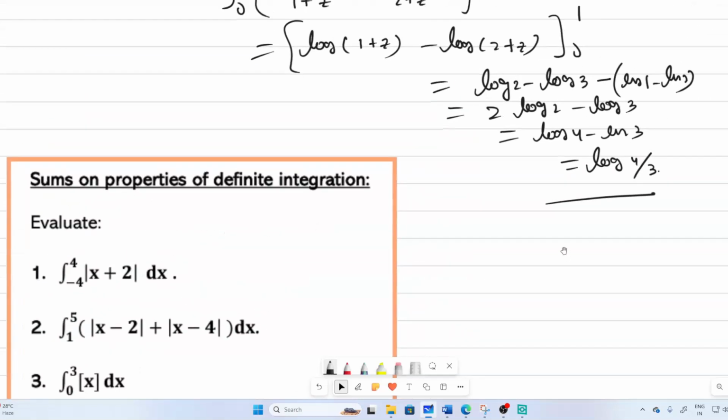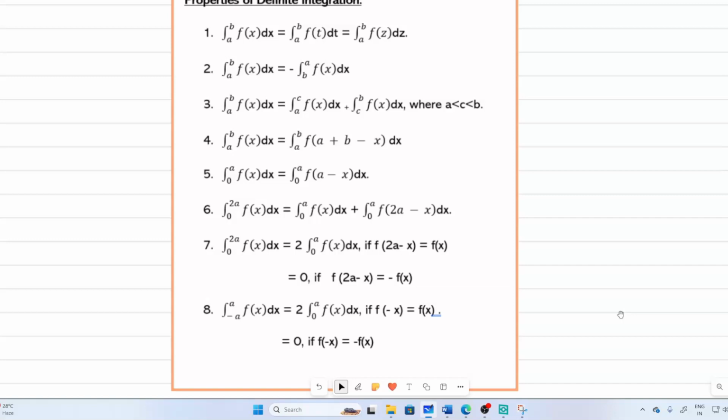Now we need to know some properties of definite integration included in our syllabus. Let me remind you. The definite integration value is independent of change of variable. If you change the limit from a to b into b to a, you have to put a negative sign. Then, as definite integration is area, the area between a and b is the area between a and c plus the area between c and b, where c is a point lying in between.